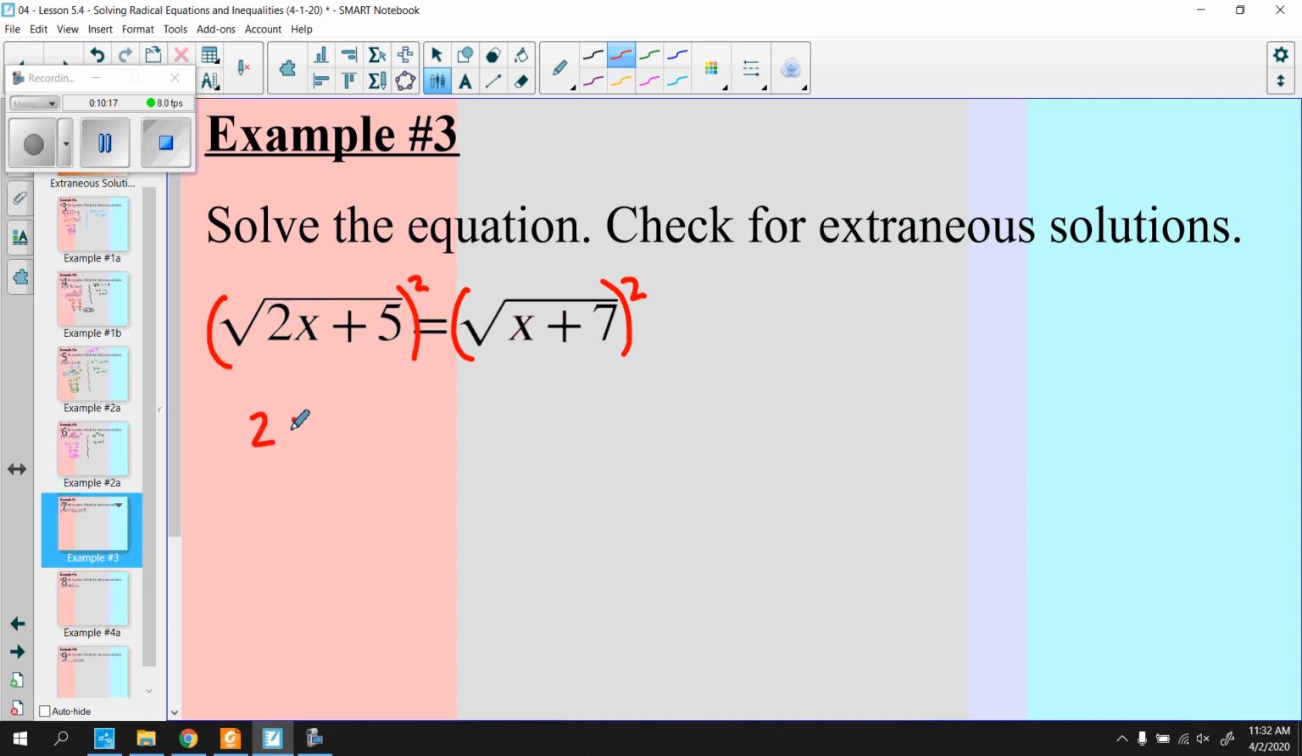So left side, you're left with 2x plus 5. Right side, again, you're just getting rid of the radical, x plus 7, and you're left with just a linear, what looks to be a linear equation. It is. Minus x from both sides.